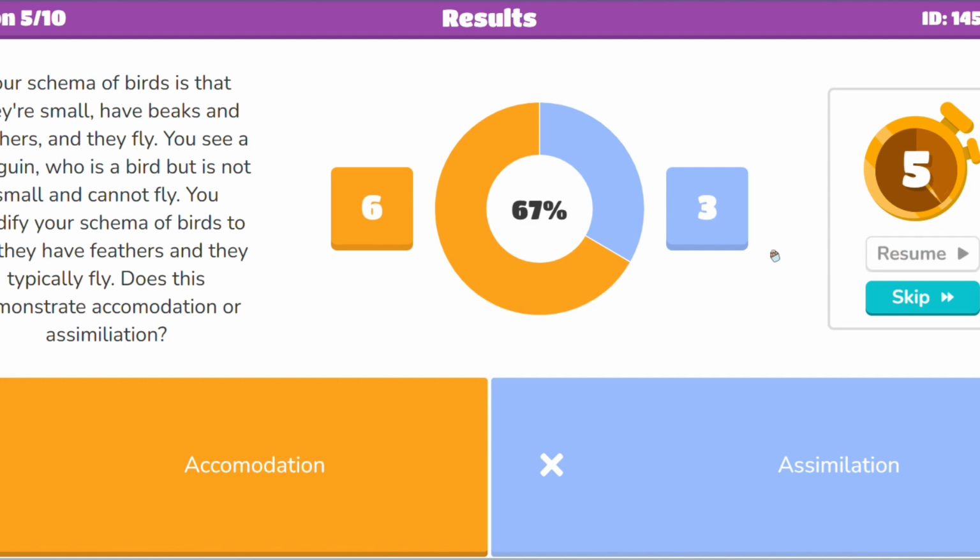Okay, accommodation. This is accommodation because I changed my schema. Assimilation would be like if I just shoved penguin in as a bird, but I didn't actually change my schema. So I would be like birds are based on this schema plus penguins. There's also penguins. But here I changed my schema to fit penguins, which is why it's accommodation. I'm accommodating for penguins.